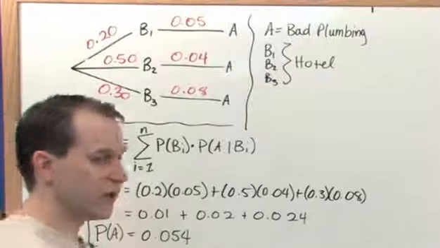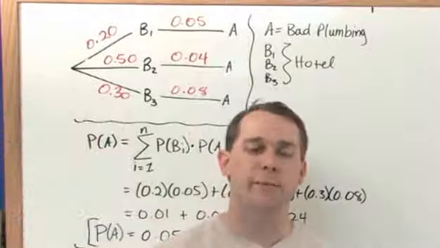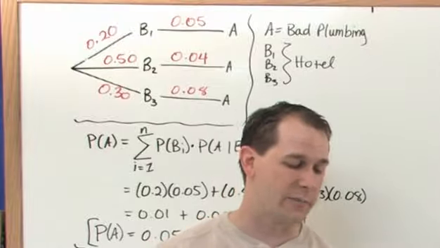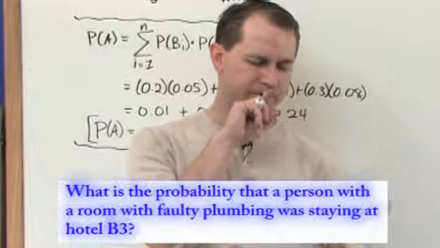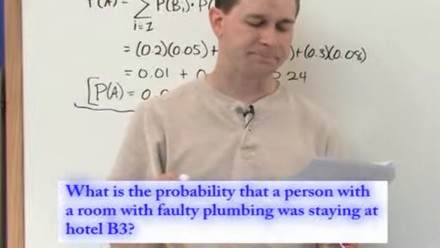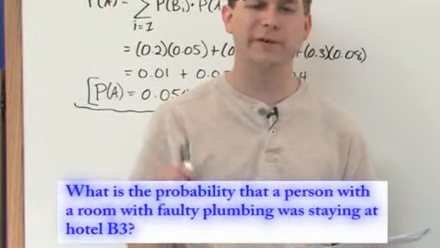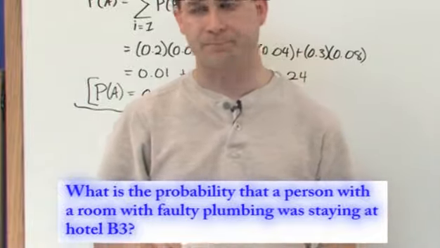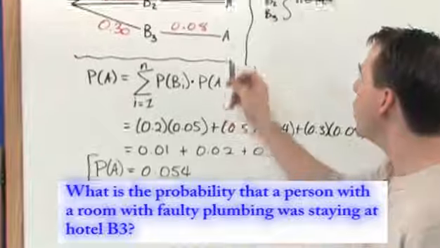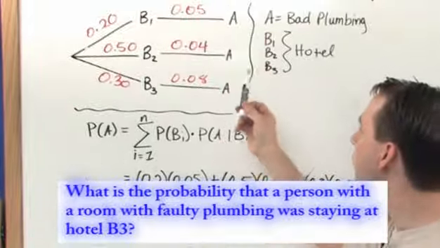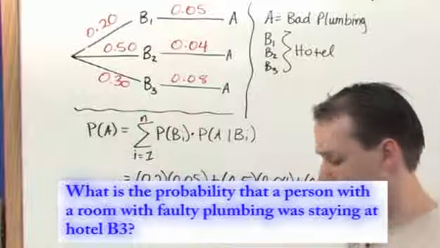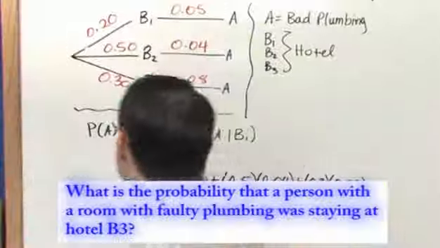Now the second problem is a little bit different. The first problem said, what's the probability of your family member, random one, having bad plumbing? The second problem, part of this problem says, what is the probability that a person that is in a room with bad plumbing was actually staying in hotel B3? It's exactly the same thing as before. We know that the end event has happened. We know that this person has bad plumbing. We want to know the probability they were staying here. Okay? We want to know the probability that they were staying here.